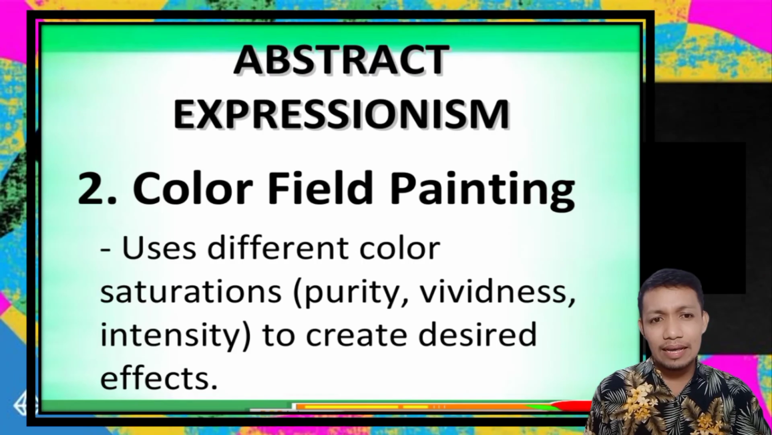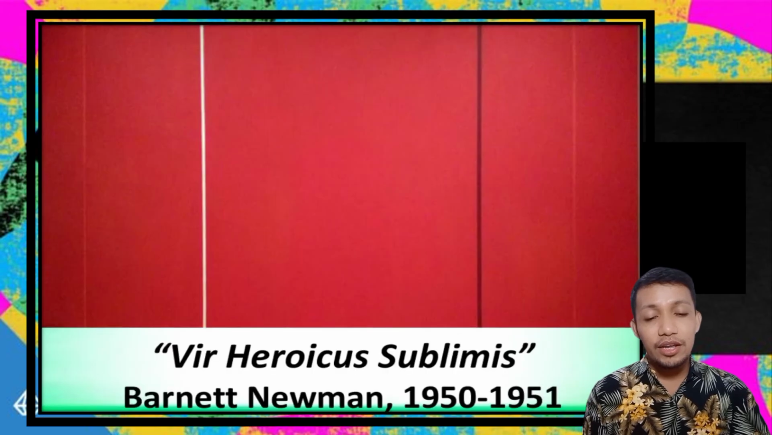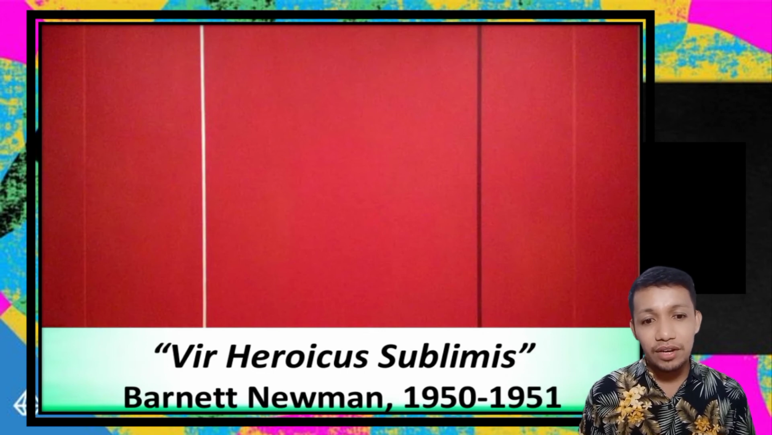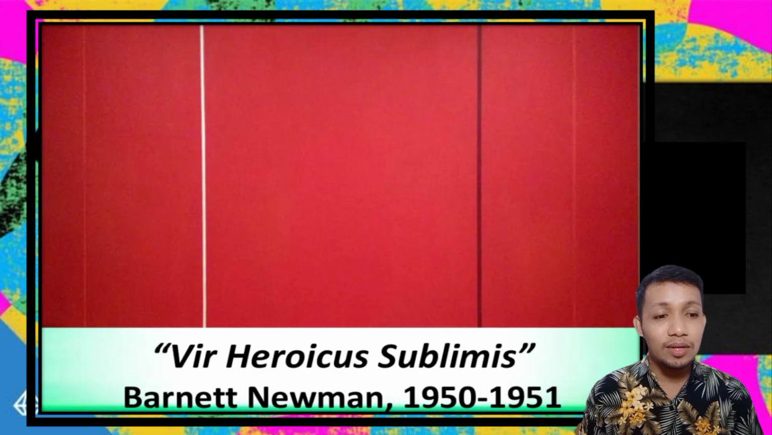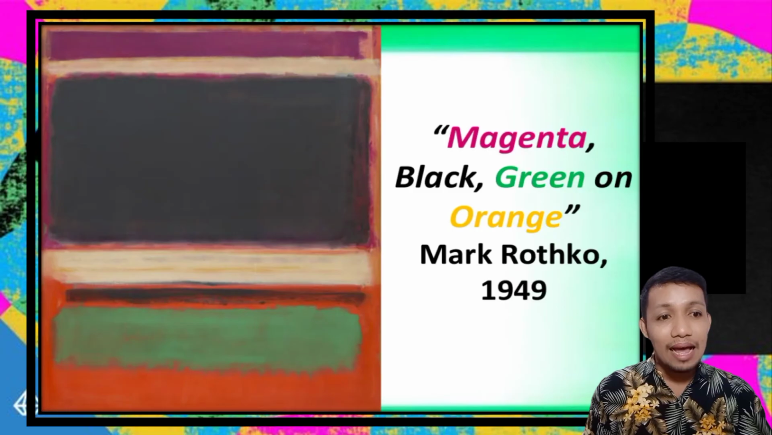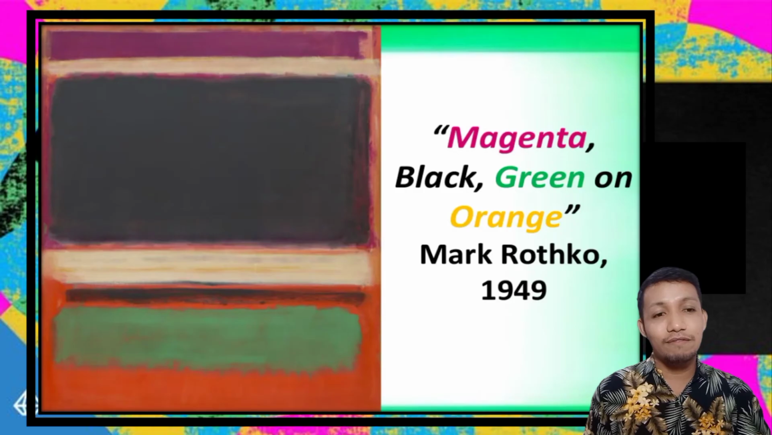Another sub-movement is color-filled painting. It uses different color saturations, purity, vividness, and intensity to create desired effects. And here is a perfect example of color-filled painting, which is a pure red object. This is the Vir Heroicus Sublimis and was painted by Barnett Newman, and this was in the years 1950 to 1951. Another one is Magenta, Black, Green on Orange by Mark Rothko and was painted in the year 1949.